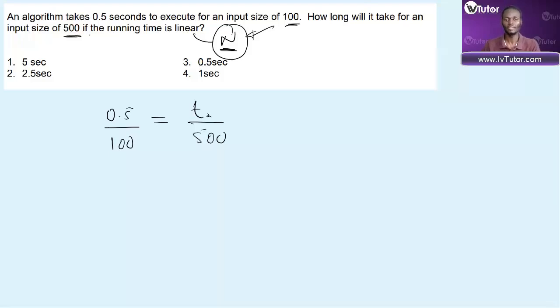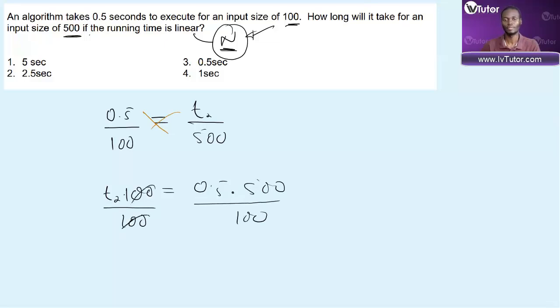Once it looks like this, then you can just do simple cross multiplication. So now you can go T2 multiplied by 100 is equal to 0.5 multiplied by 500. And then you divide by 100 both sides in order to get your time. And this gives you 2.5 seconds.